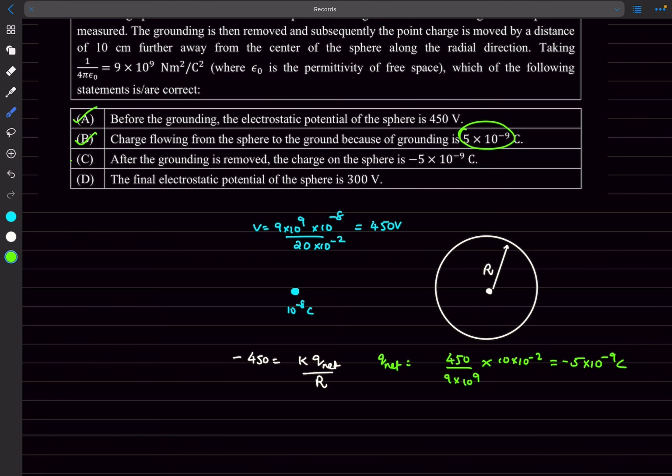In option C, they're saying after the grounding is removed, the charge on the sphere is negative 5 into 10 to the power minus 9 coulomb. Yes, of course, this is also true. So I don't understand the point behind this option. It's basically option B itself.